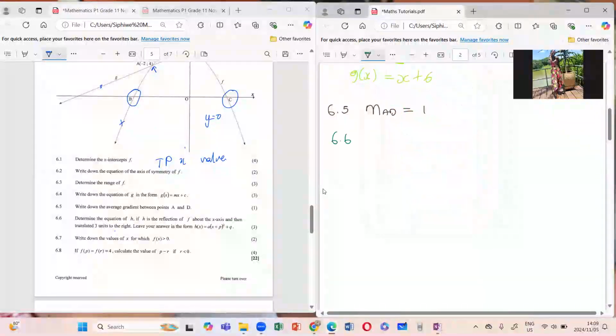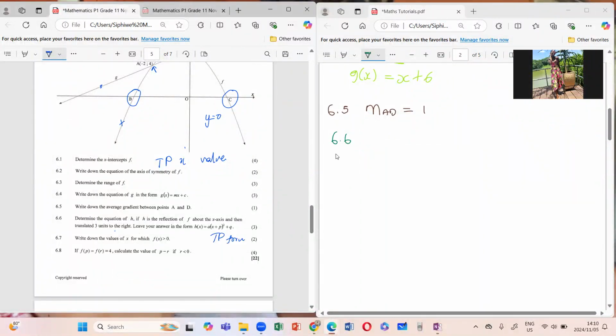And 6.6 says determine the equation of f reflected about the x-axis, then translate it 3 units to the right, and you must leave your answer in the form h of x equals a times x plus p all squared plus q. So that is our turning point standard form.